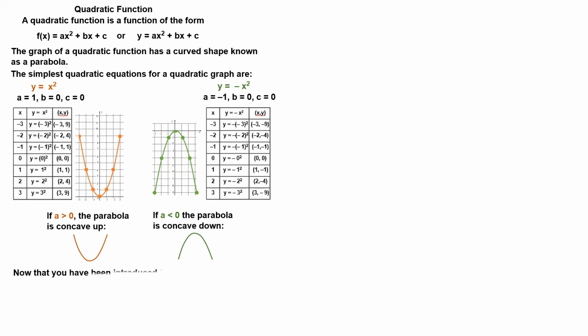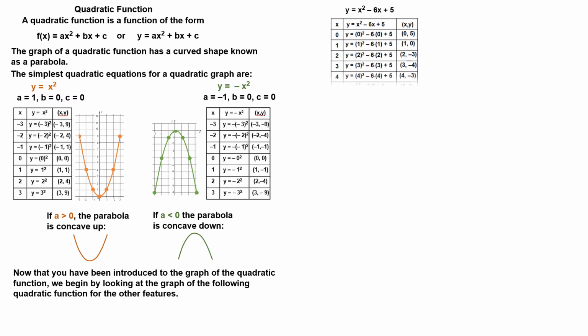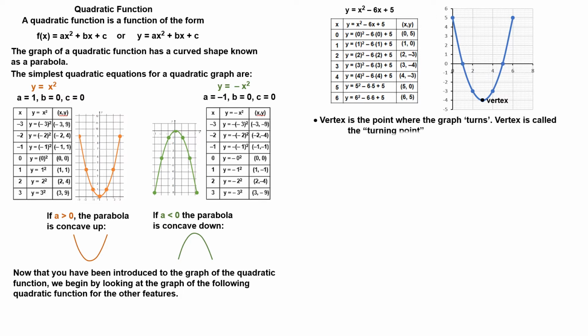Now that you have been introduced to the graph of the quadratic function, we begin by looking at the graph of the following quadratic function for the other features. Let's see the general properties of the graph of quadratic function. Vertex. Vertex is the point where the graph turns. Vertex is called the turning point as well.